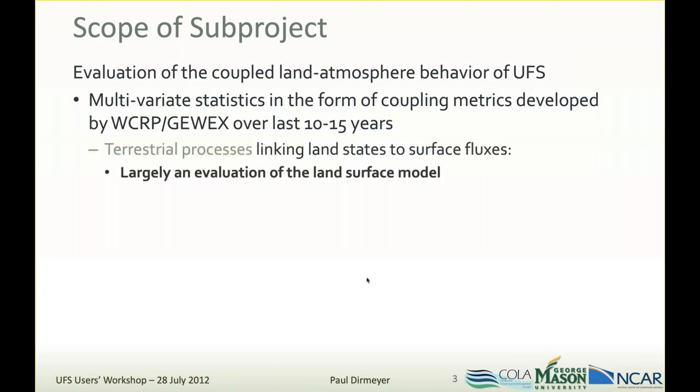There are terrestrial processes. These are the ones that link land states to surface fluxes, things like how does soil moisture affect the partitioning of net radiation between sensible heat flux and latent heat flux. This is largely an evaluation then of the land surface model, because usually the land surface component has most of, if not all of, the control over this piece of this link in the chain.